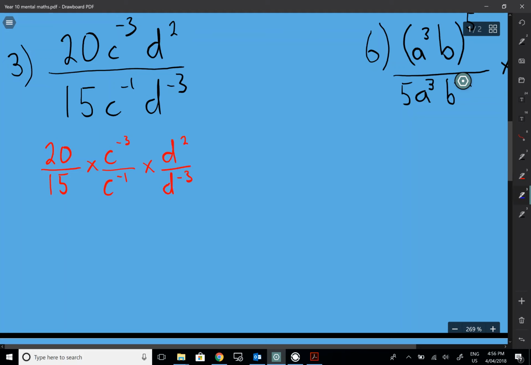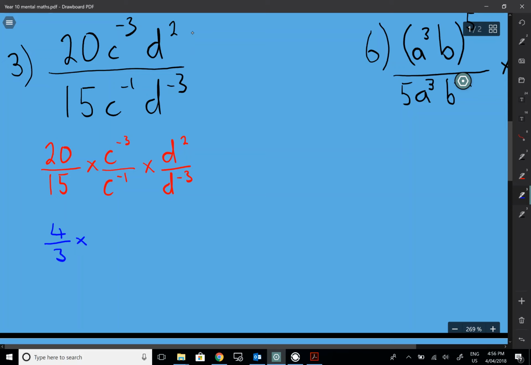So from here I can simplify each one. So 20 divided by 15, we need to think of a number that goes into both of those. In this case it's 5. So this one here is going to be 4 over 3. Now when we have c to the negative 3 divided by c to the negative 1, what we actually end up doing is subtracting these powers. So from that, what we actually do is go negative 3 subtract negative 1, which is like negative 3 plus 1, which becomes negative 2.